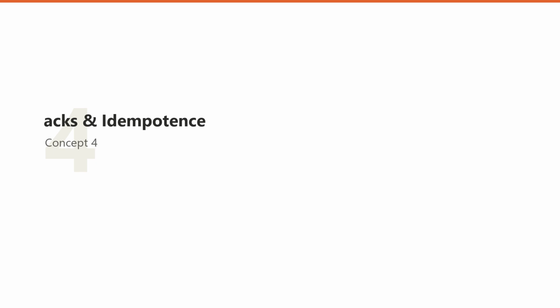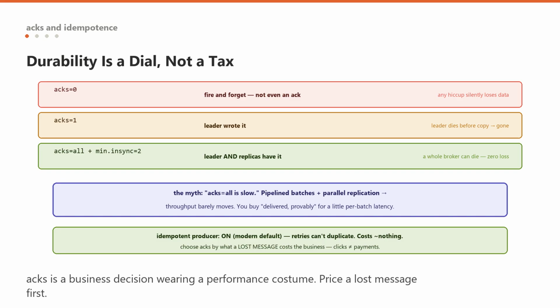Concept 4 is where performance meets a business decision. Acknowledgements. The ACK setting decides what "sent" means, and it is the knob people abuse for speed at exactly the wrong moment. ACK 0 means fire and forget. The producer does not even wait to hear the message arrived. Fast and reckless, any broker hiccup silently loses data.